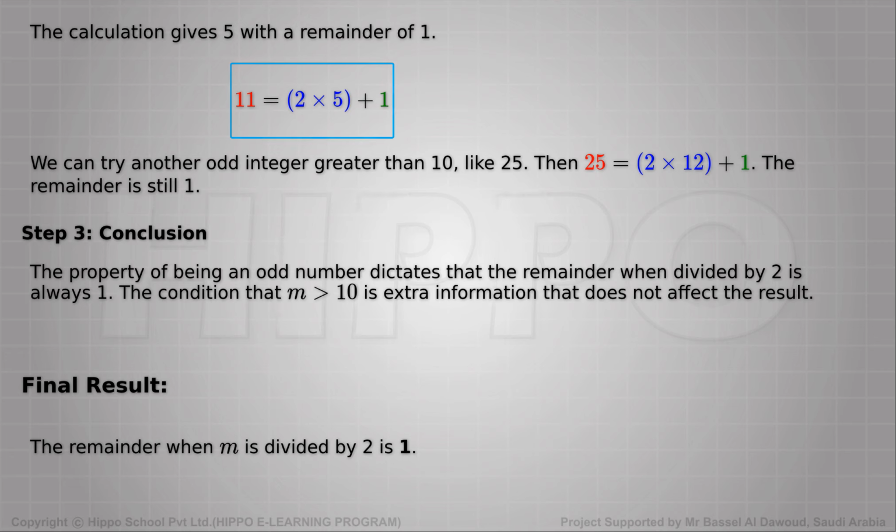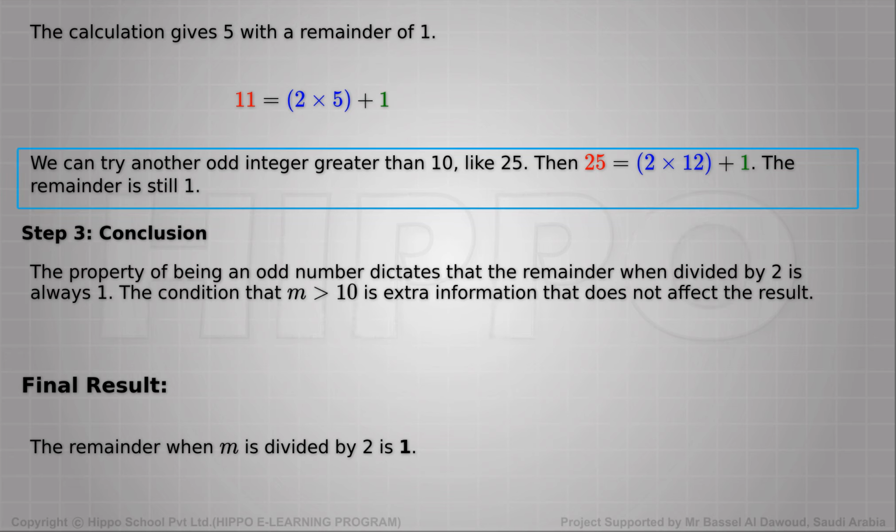Just to be sure, the explanation also shows another example with the number 25. 25 equals 2 times 12, which is 24, plus 1. Again, the remainder is 1. This confirms our rule holds true.